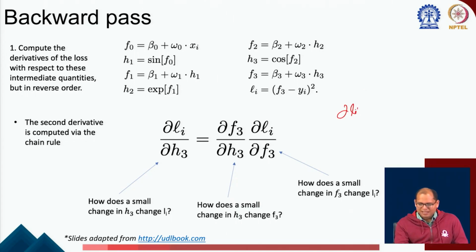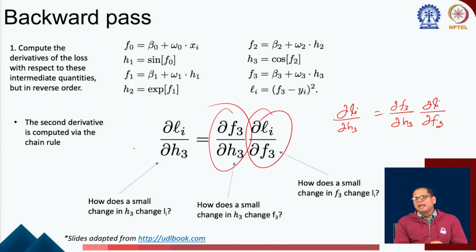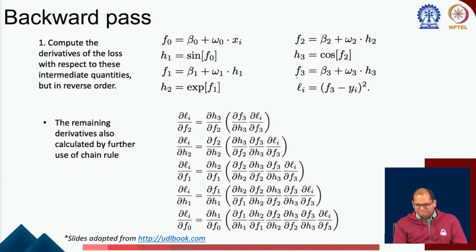So, dou of Li over dou H3. Now, I already have computed dou of Li divided by dou F3. Now, I will simply compute dou of F3 divided by dou of H3 and this will give me the final output, right. So, this I have already computed and this I will compute, and I can compute it because I have written F3 as a function of H3, right. So, this dou F3 over dou H3 is nothing but W3, right.